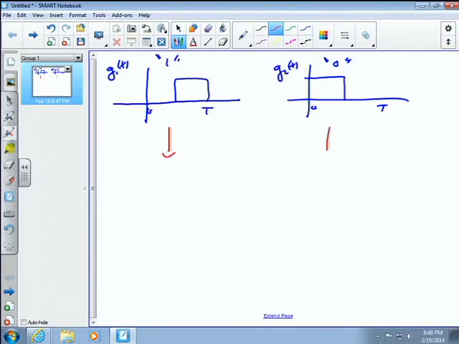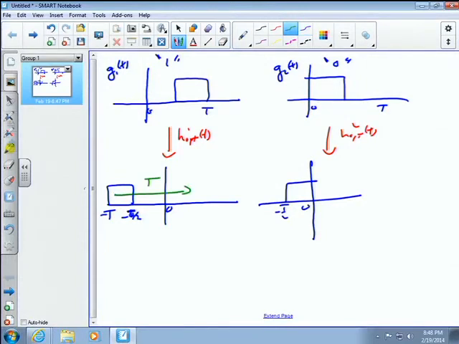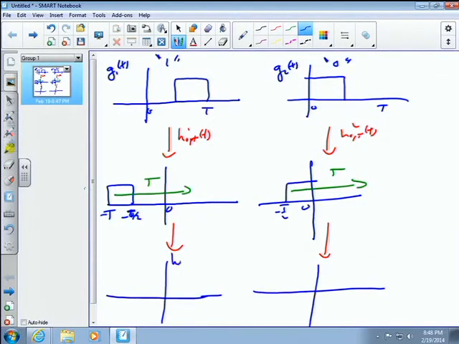What I would do to create the h optimal for 1 and h optimal for 2 is the following. I would flip this one around the axes. So step 1: we now have minus t over 2 to 0, and this one here is going to be minus t over 2 to 0. Then we shift by an amount t. So the end result is the h optimal for 1, and the h optimal for 2 is this and this.